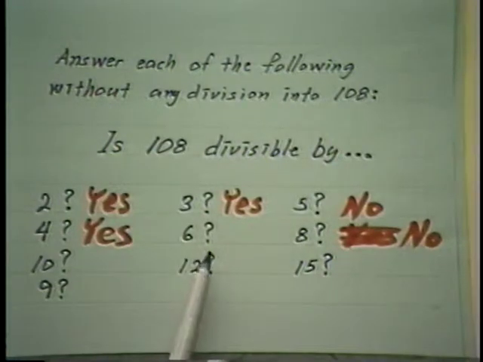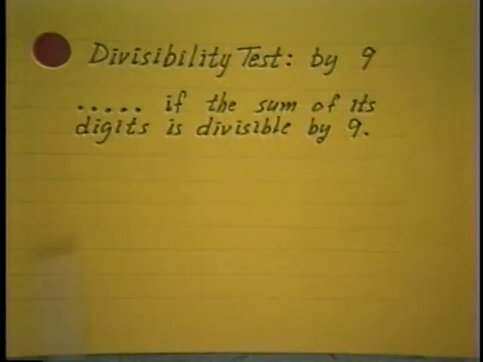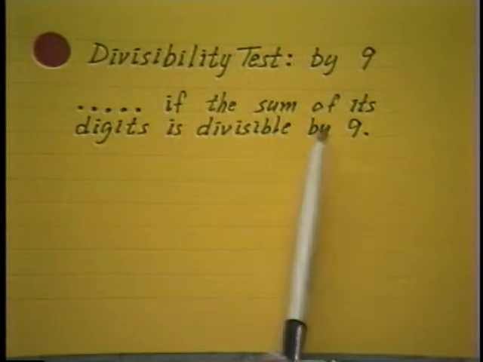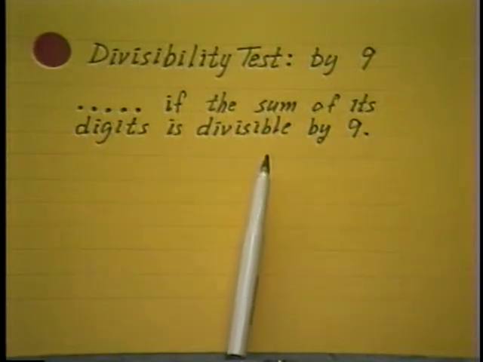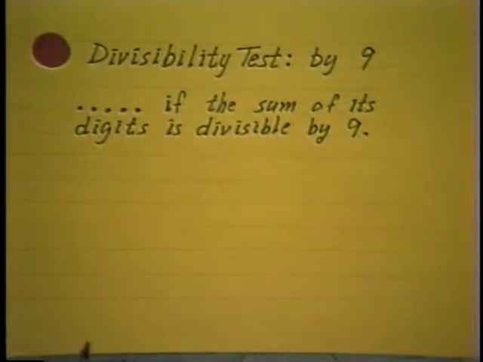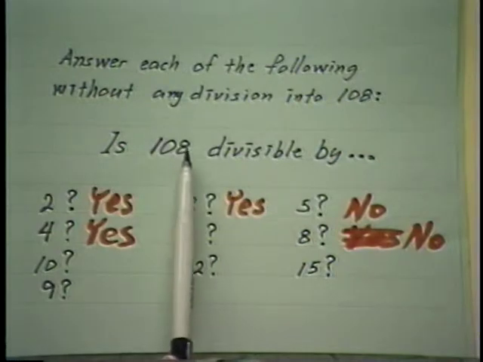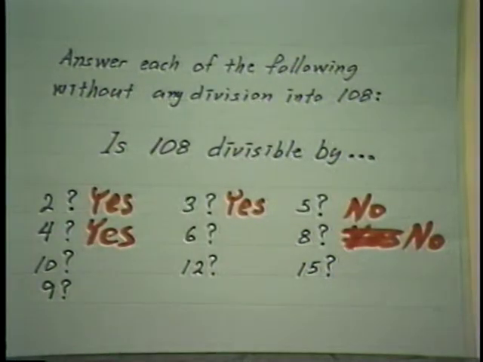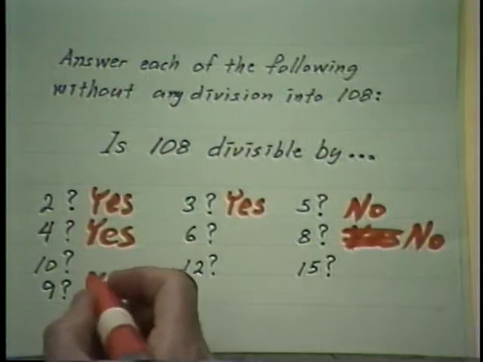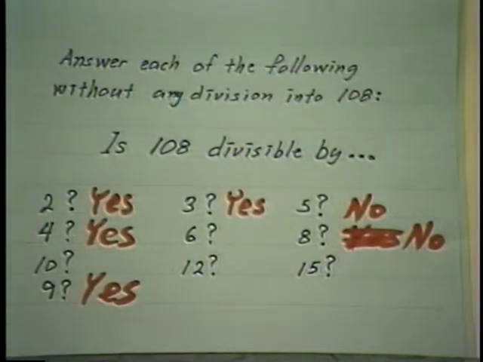We skipped 6, but let's skip that just for a moment and jump down to 9. A number is divisible by 9 if the sum of its digits is divisible by 9. That's essentially the same test one had for 3. So the sum of our digits here, 1 and 8, is 9. 9 is divisible by 9. So yes, 108 is divisible by 9.